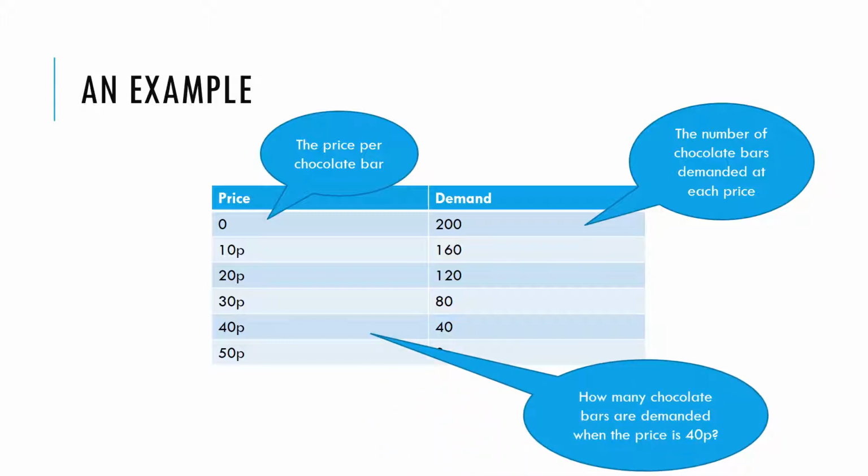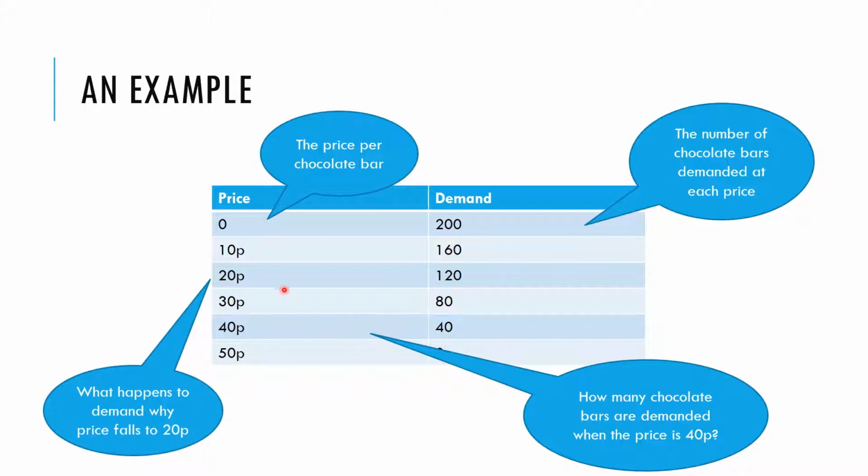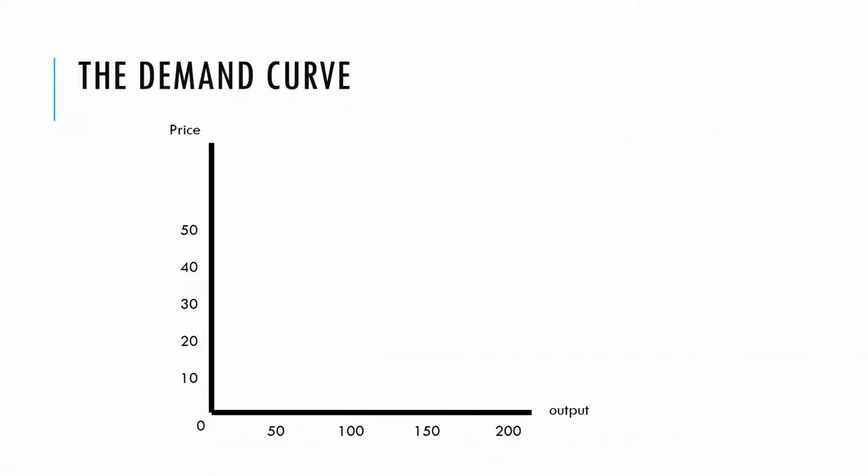So what we can see is that when the price is relatively high at 40p, people would want to buy 40 chocolate bars. But when the price falls to 20p, it's now cheaper, we can see that there's an increase in demand. People would want to buy more now that the bars are cheaper, and so demand would increase to 120 bars. And so what we can do is plot this relationship between the price of the chocolate bar and how many people would want to buy.